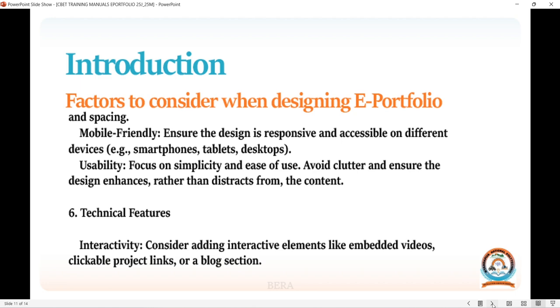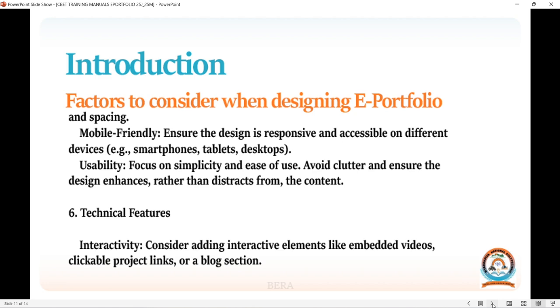Under design and layout, you should consider also your portfolio to be mobile friendly, especially when we want to view your e-portfolio. Maybe when we are viewing using the mobile, it should be appealing. And then usability: focus on simplicity and ease of use, avoid clutter, and ensure the design enhances rather than distracts from the content.